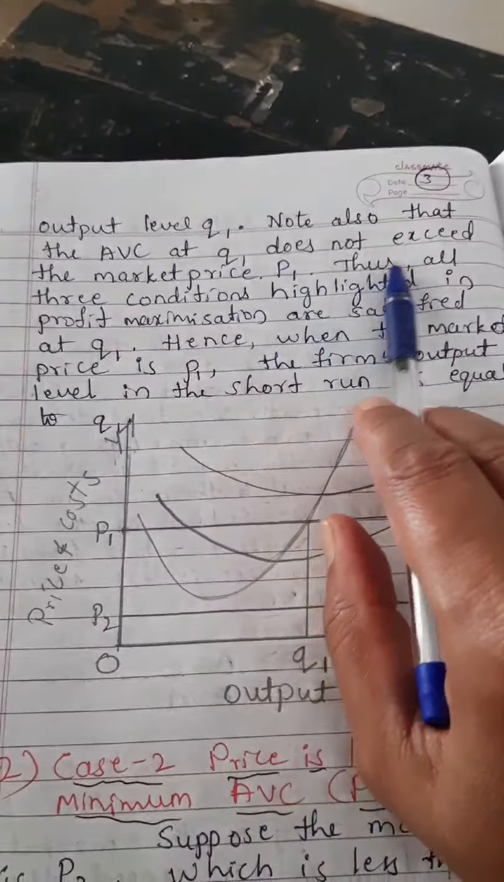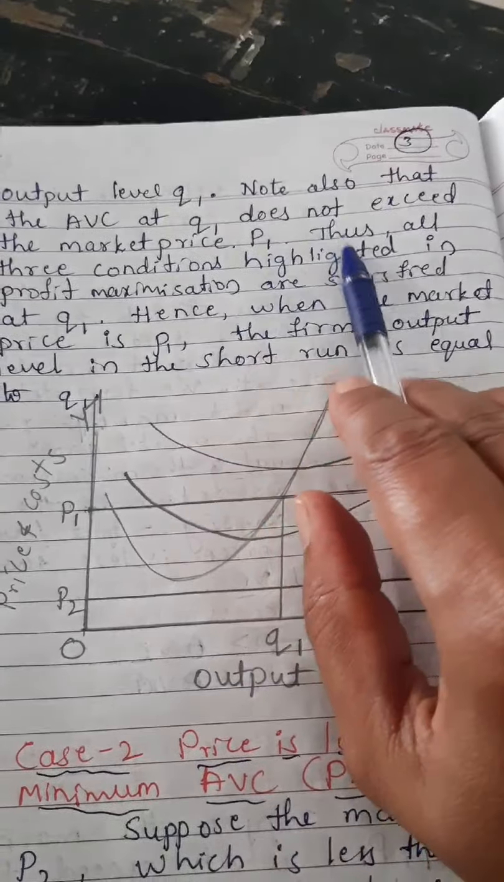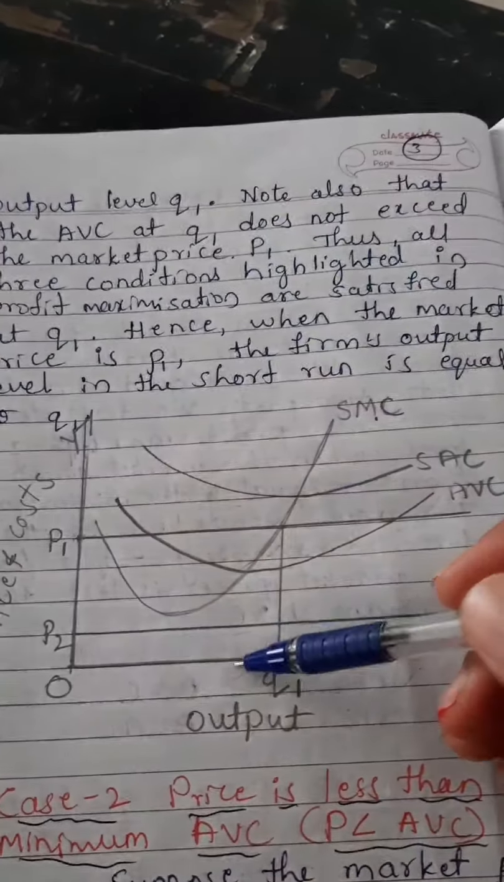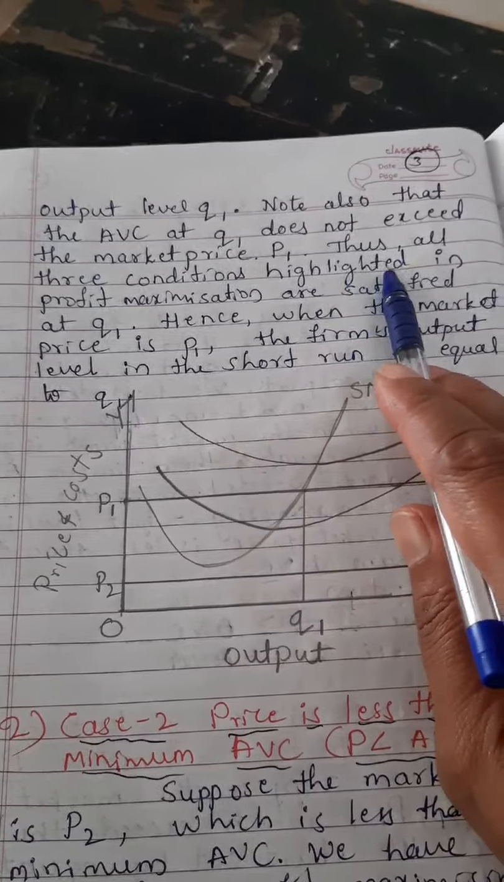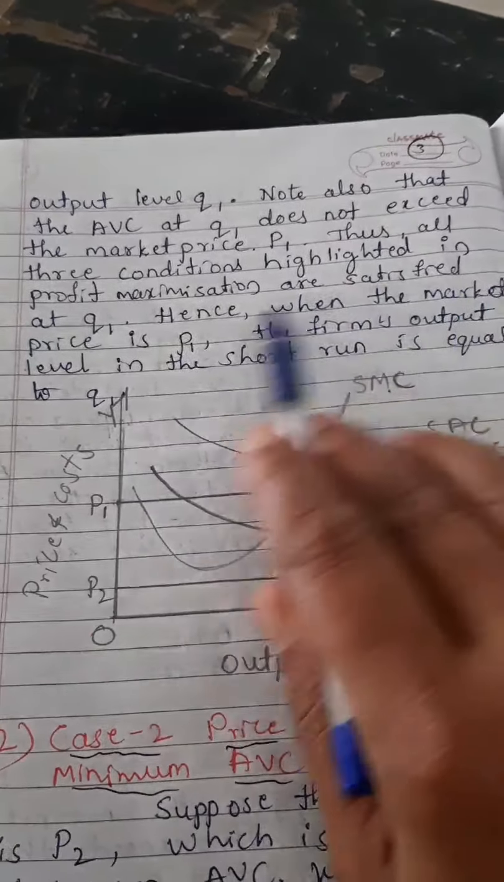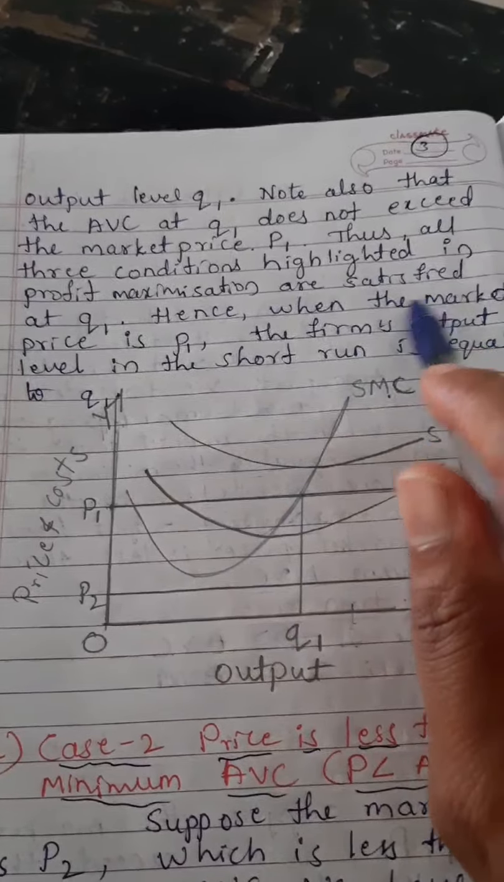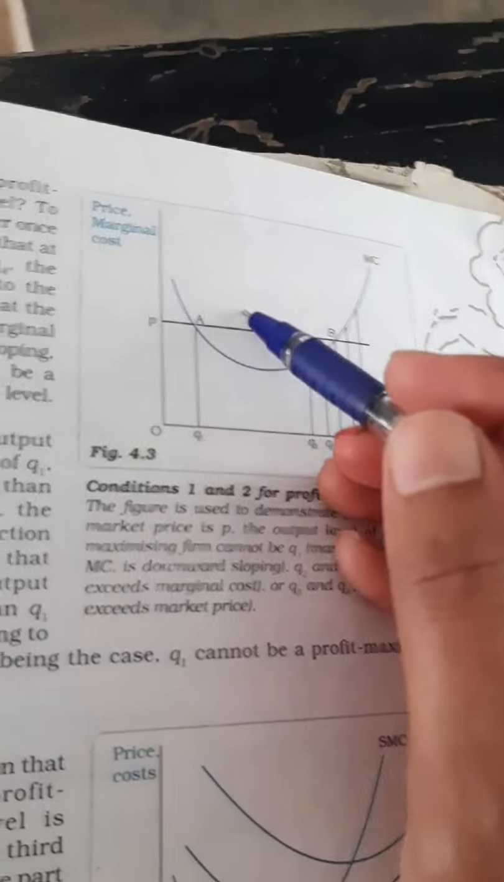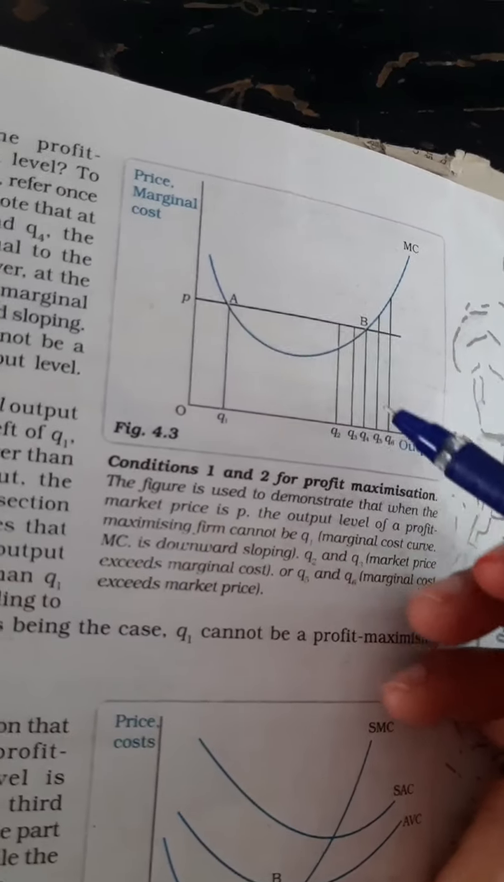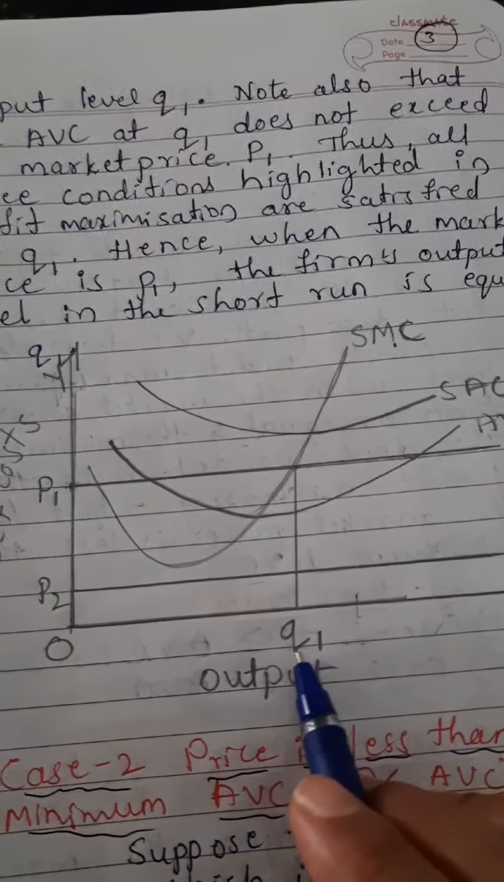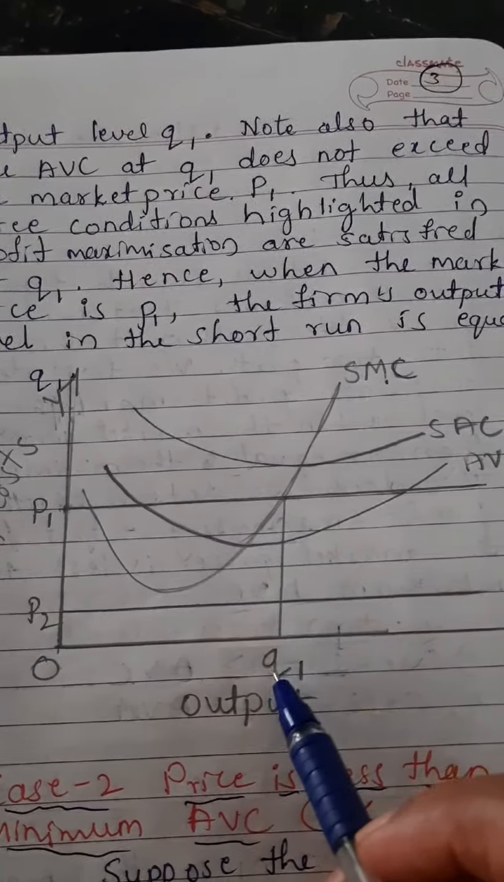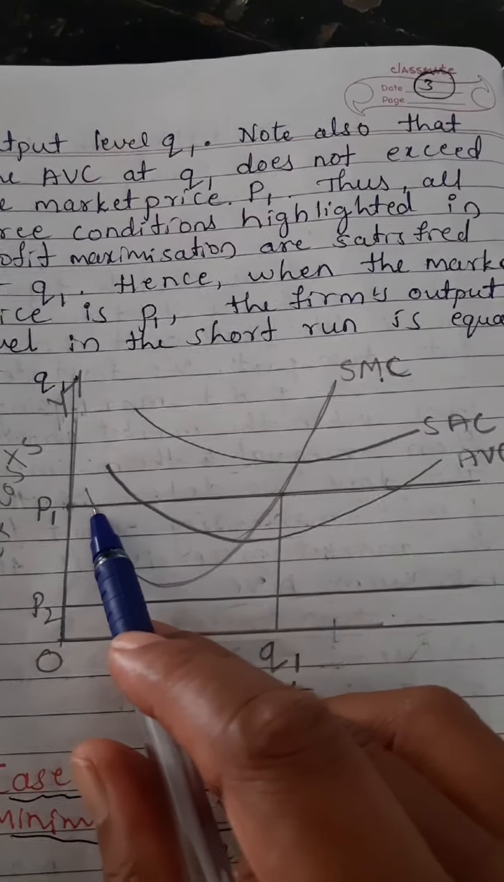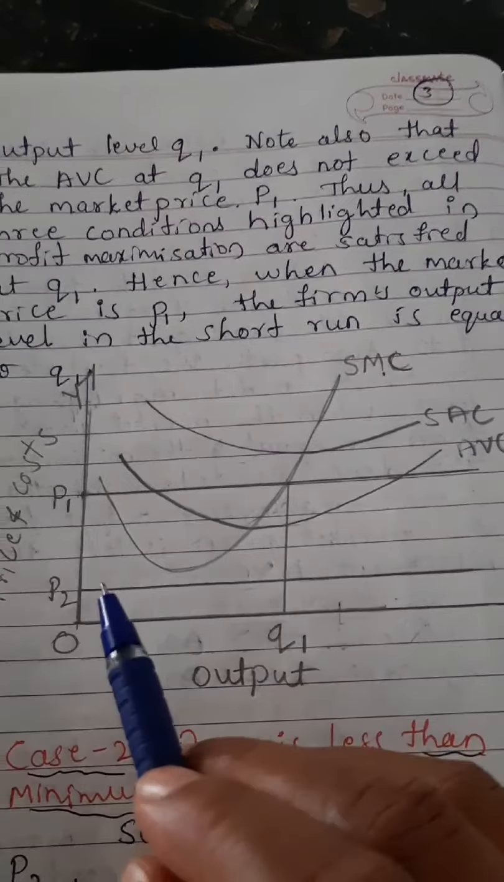For example, they have given a note also that the average cost at Q1 does not exceed the market price here. And next, P1, thus all three conditions highlighted for profit maximization are satisfied at Q1. Profit maximization is already given here. This one is the price here, Q1, and this B point is Q4. They consider Q4, but it is Q1 that is taken. This gives the highest production, but if this intersect point is taken, there is less here.